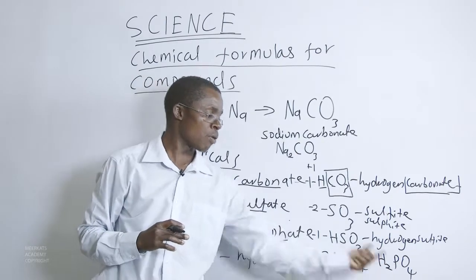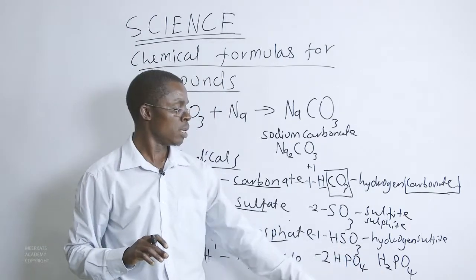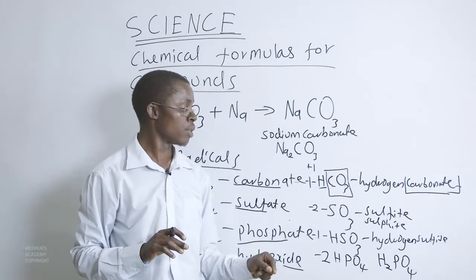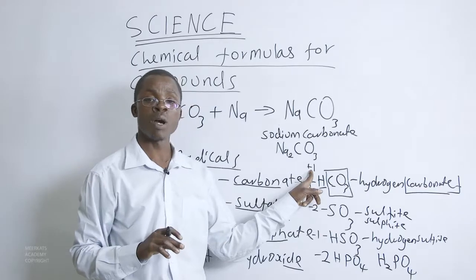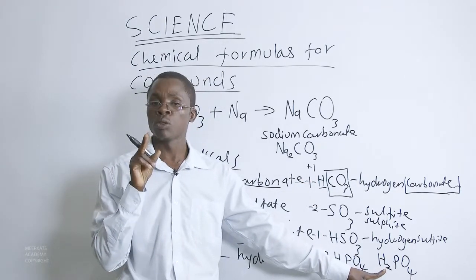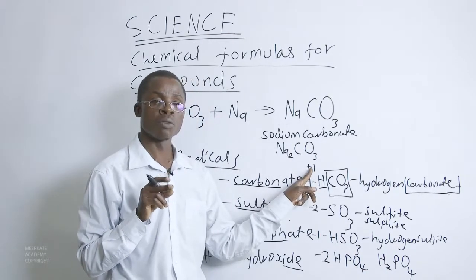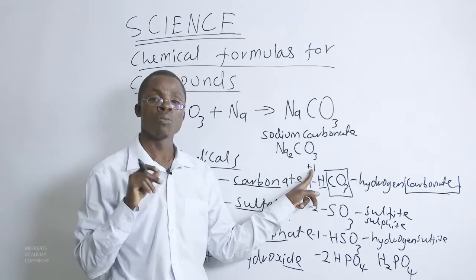The combining power of this new radical will be: the phosphate is -3, hydrogen is +1, but how many hydrogens are we having? 2. We are having 2 hydrogens. So these 2 hydrogens, each having +1, we shall have a total of +2.